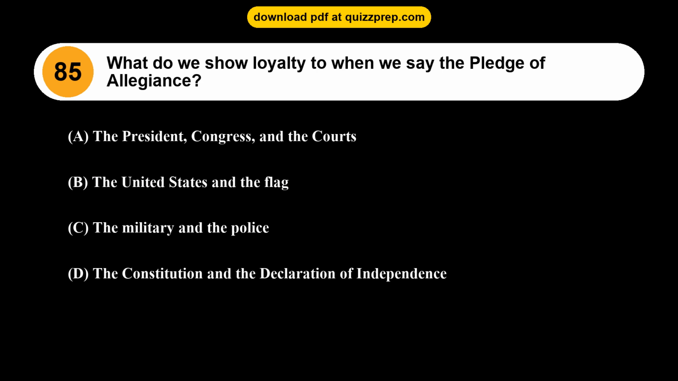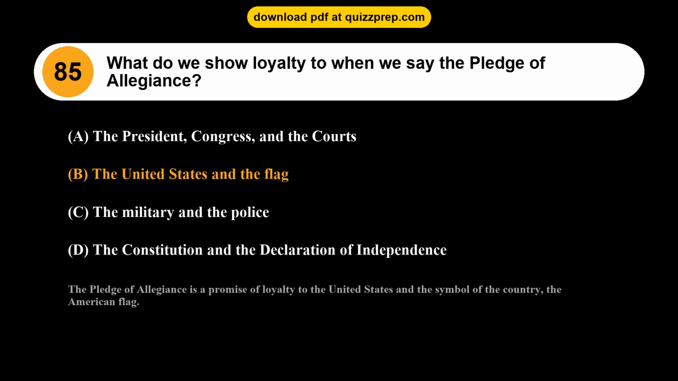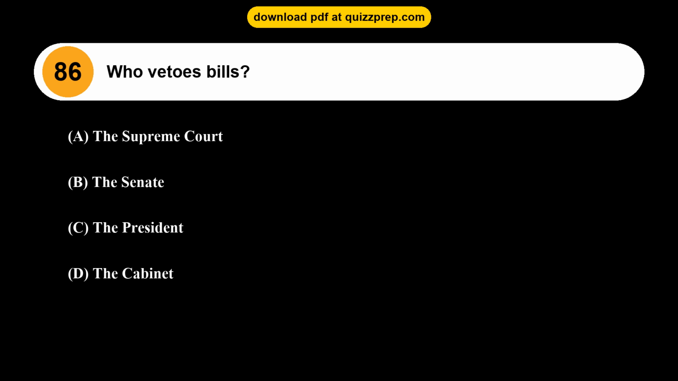Question 85. What do we show loyalty to when we say the Pledge of Allegiance? Option A, the President, Congress, and the courts. Option B, the United States and the flag. Option C, the military and the police. Option D, the Constitution and the Declaration of Independence. The correct answer is option B, the United States and the flag. The Pledge of Allegiance is a promise of loyalty to the United States and the symbol of the country, the American flag.